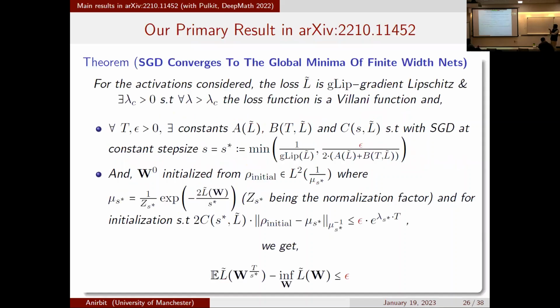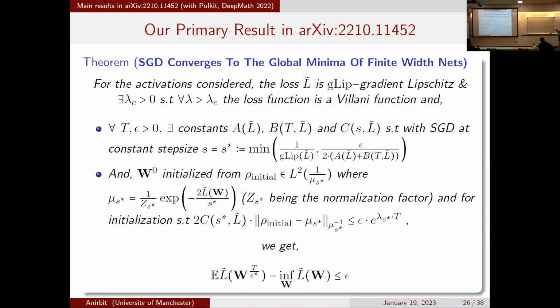Okay. So then we get to the main theorem. What we have in the main theorem is that for the activations I considered, which are bounded, Lipschitz smooth, and so on, the loss function turns out to be gradient Lipschitz. And then there exists a critical threshold of regularization, lambda c, such that for all lambda greater than lambda c, the loss function will satisfy the Villani condition. This is the key point. Once I can get a neural loss function which satisfies the Villani condition, I can straight away start to get SGD convergence out of it. The machinery kicks in. Essentially, the machinery was always ready. It is all about noticing that you can get neural losses which are Villani.